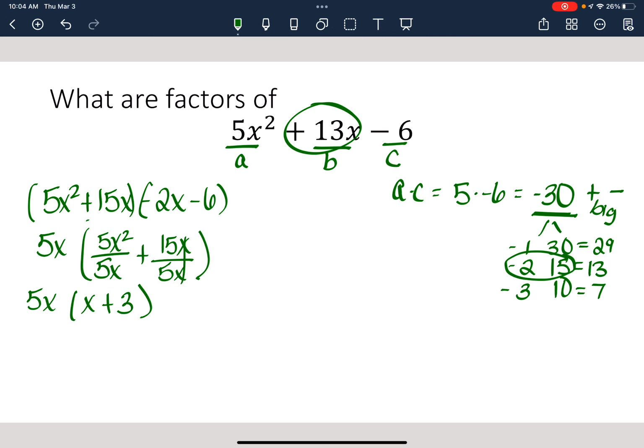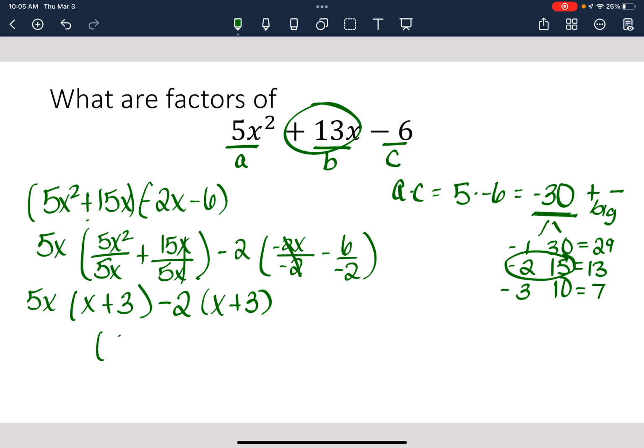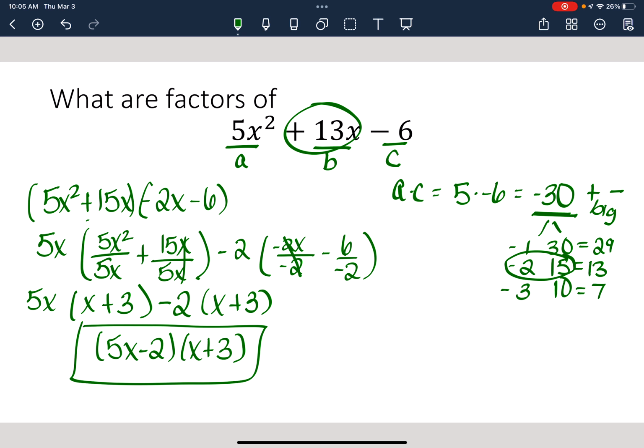Remember, anytime you have a minus, you want to go ahead and factor that out. So we're going to divide out minus 2. Oh, I wrote it on the wrong line. I'm going to write it up here. So minus 2 times minus 2x divided by minus 2 minus 6 divided by minus 2. So minus 2 or minus 2 will cancel, leaving me with x. And then negative 6 over negative 2 will be plus 3. So this gives us 5x minus 2 times x plus 3. And those are your factors.